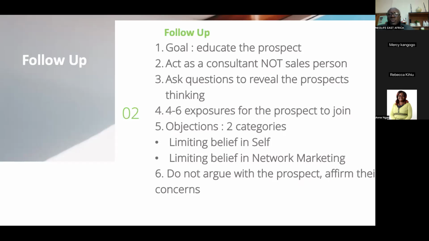There are only 2 categories of objections. One is limiting belief in themselves. They don't believe that they can become successful, or they don't believe in the network marketing industry or network marketing profession. So be aware of those objections. And a very important thing, don't argue with your prospect. Why is that important? The more you argue with the prospect, the more they dig into the reason why they shouldn't join.